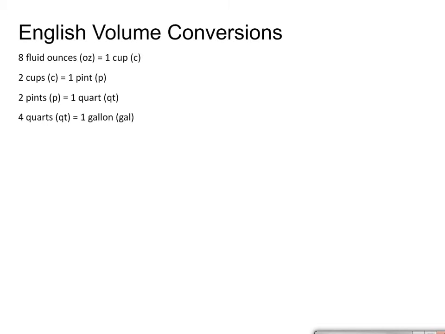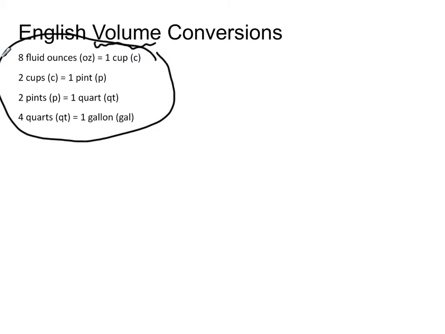Hello again. In this lecture, we're going to talk about the English or American conversion when we're talking about volume. We have 4 things that we'll have to memorize: 8 fluid ounces equals 1 cup, 2 cups is 1 pint, 2 pints is 1 quart, and 4 quarts is a gallon.